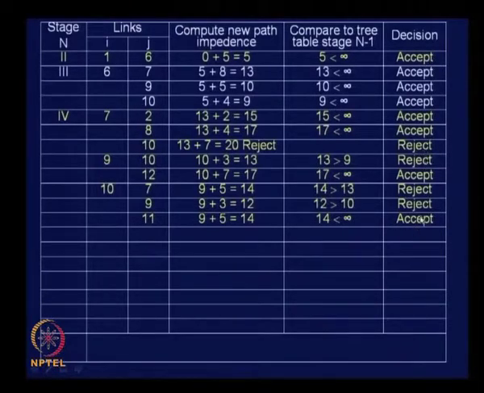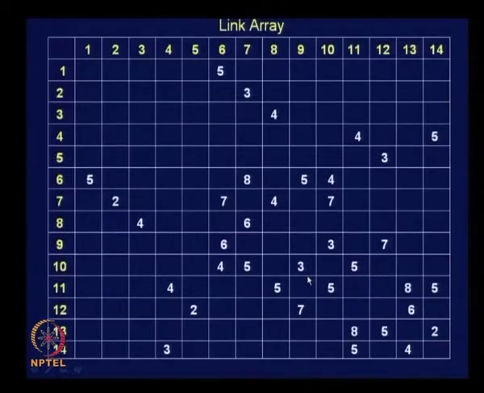All the rejected links will not appear in your minimum path tree, that is the point to be understood. Is that clear? Now what are the links, or what are the nodes, we have reached now?